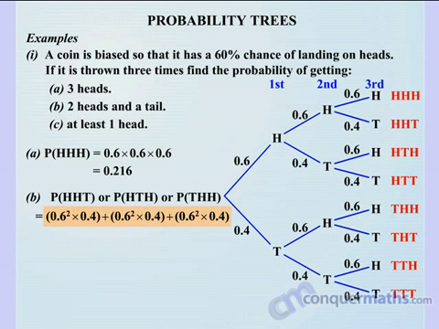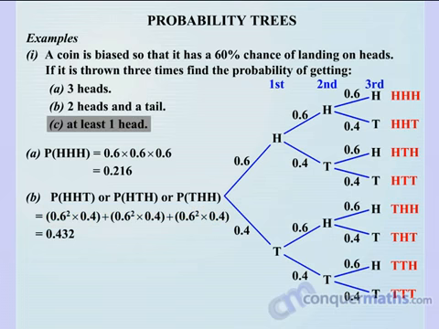You may have spotted a quicker way to do that. Have a look. Notice that each of the brackets are the same. They're all 0.6 squared times 0.4. So you could work out one of the brackets and simply multiply by 3. Okay, 3 lots of it. In any case, we get 0.432 as our answer.